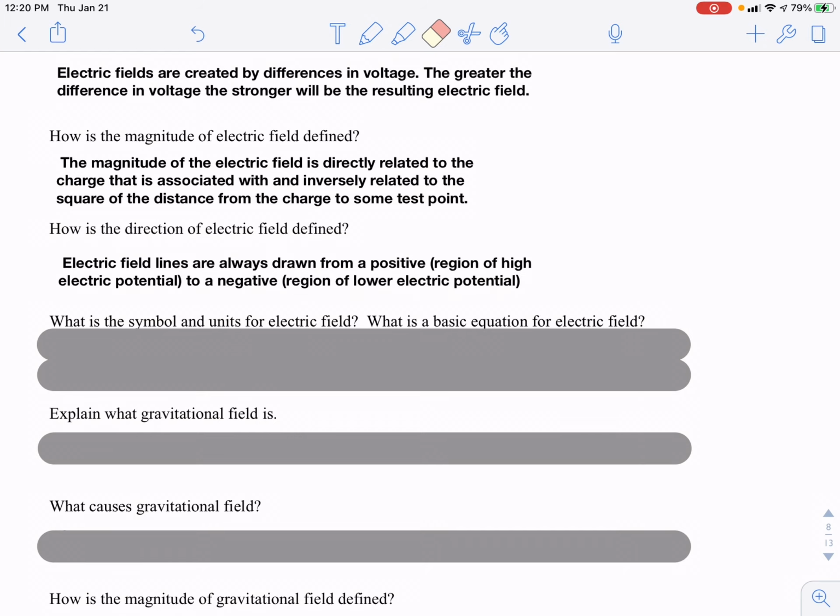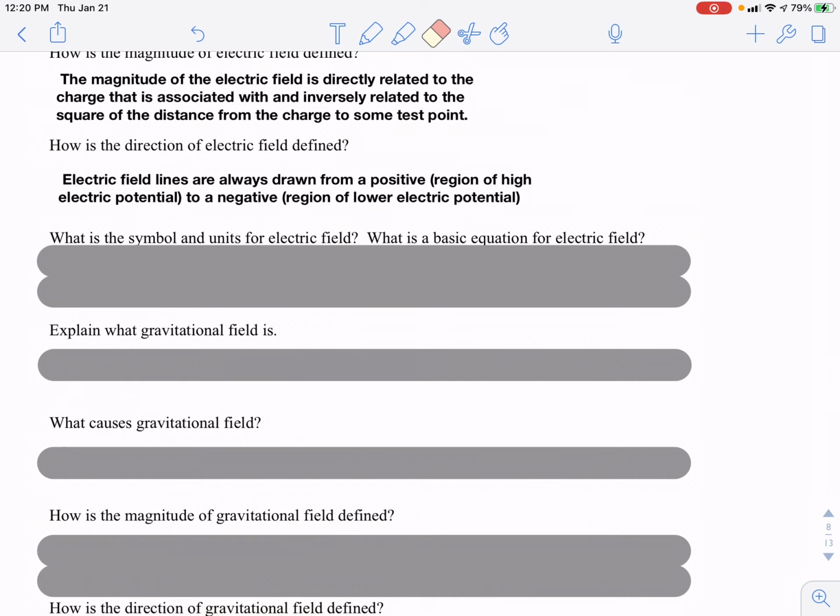The direction of an electric field is defined as going from positive to negative. The positive region is a region of high electric potential. The word potential is synonymous with voltage. So a region of high potential to a region of low potential is how electric field lines are always drawn.